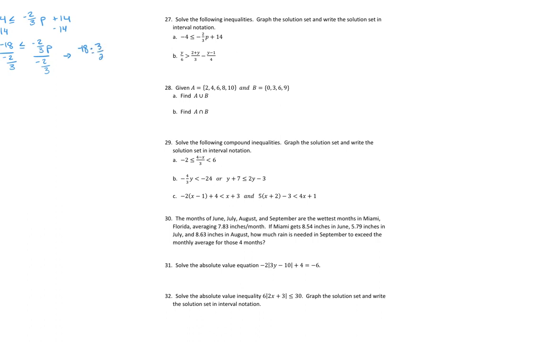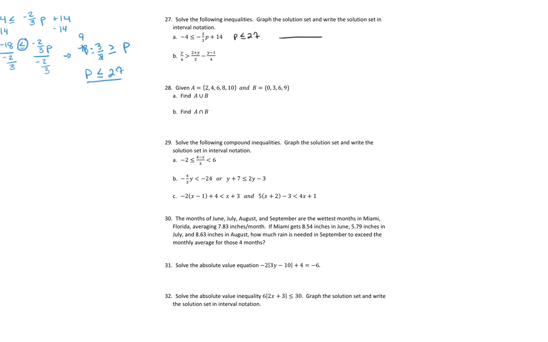So on that left side, also, since you are dividing by a negative, you're going to switch the sign. So we will get p is less than or equal to a positive 27. So p is less than or equal to a positive 27.